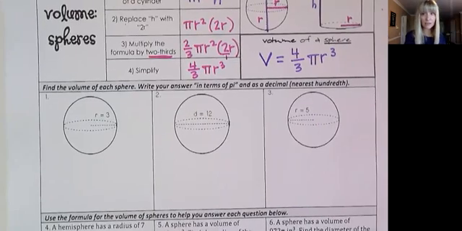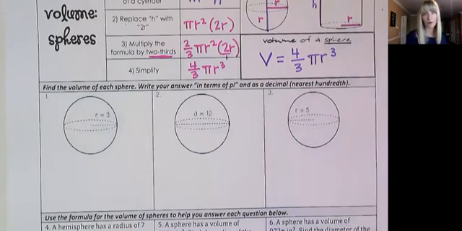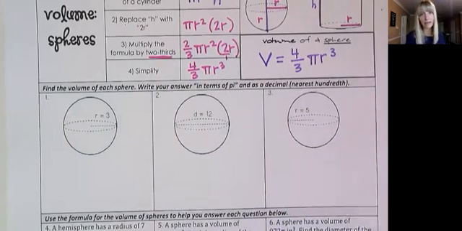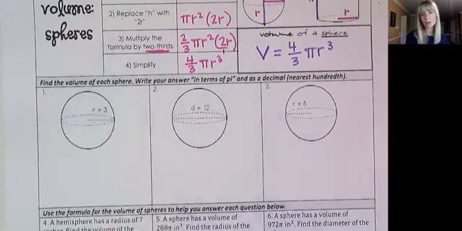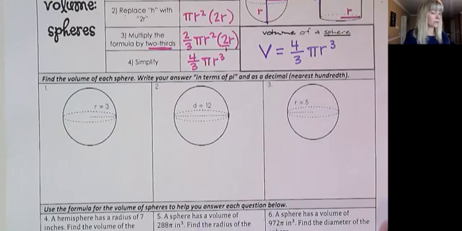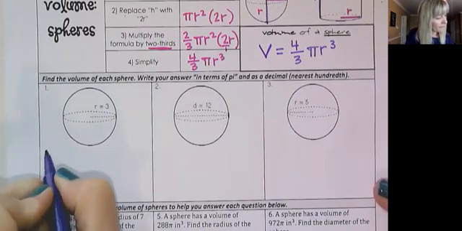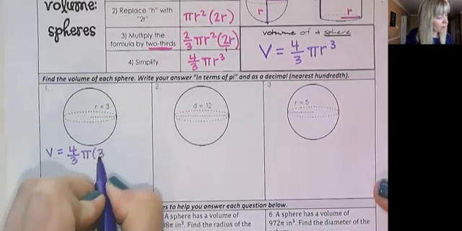So you can sketch this and label it, or you can even just write down for yourself, number 1, r equals 3. That's the important information you need to know, is that if you can visualize what a sphere looks like, you don't even necessarily need to draw it. Just tell yourself that r equals 3. So because r equals 3, I am ready to jump right to my formula. So I'm going to go V equals 4/3 pi r cubed.